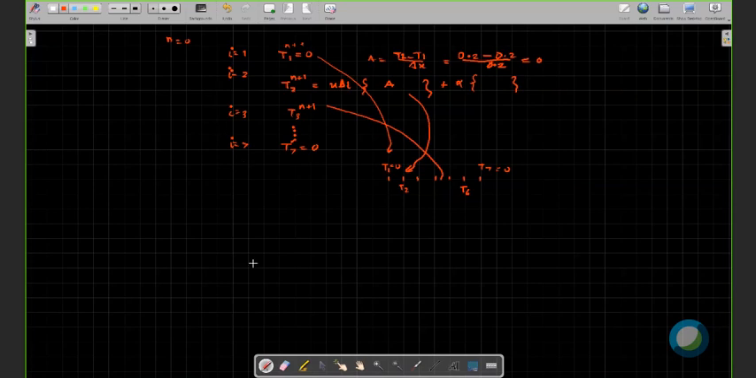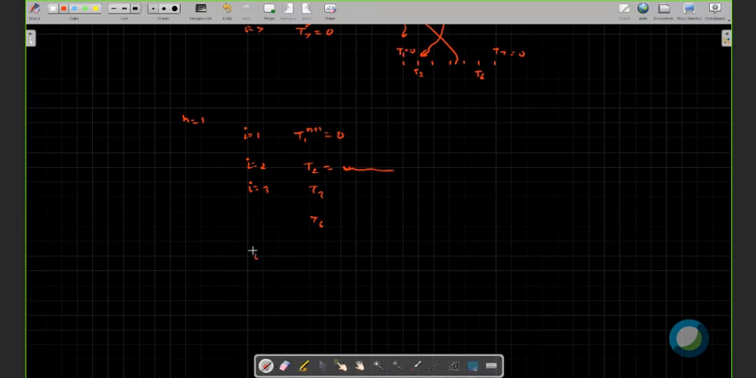And now with this, you will calculate for n is equal to 1. Then again, for n is equal to 1, I is equal to 1, T1 at n plus 1 means the unknown value will be 0. I is equal to 2, calculate T2. For I is equal to 3, calculate T3. Similarly, you calculate up to T6 and then finally you calculate for I is equal to 7, that is nothing but T7 is equal to 0. Now, this became the nth level values for the next level.